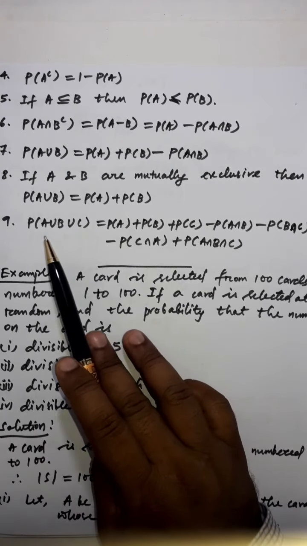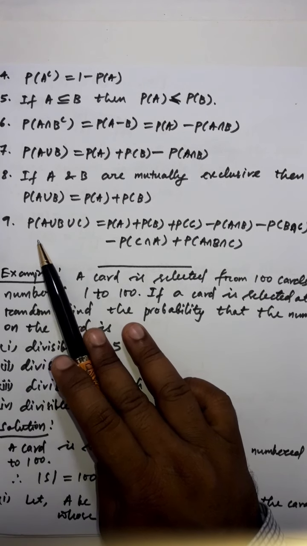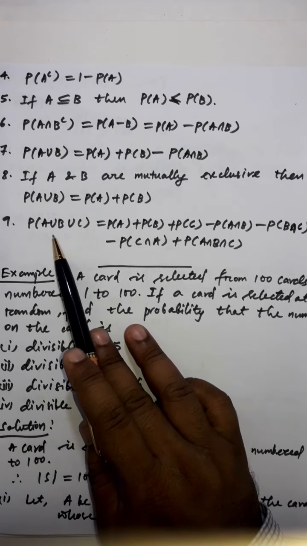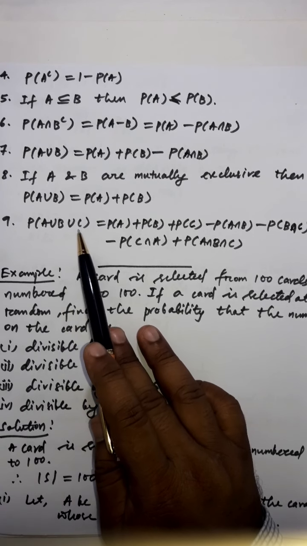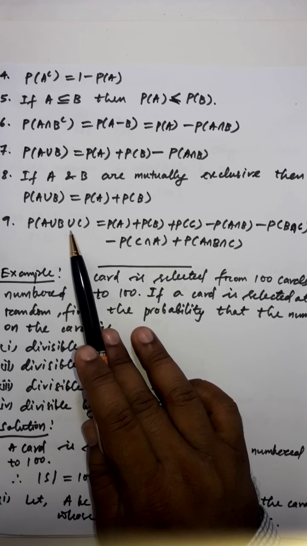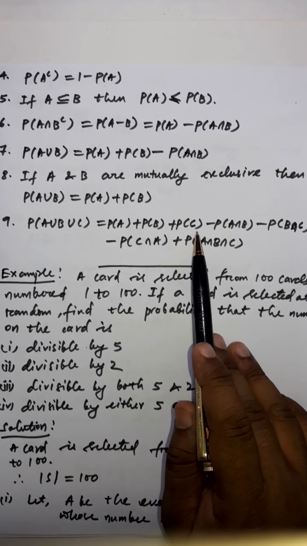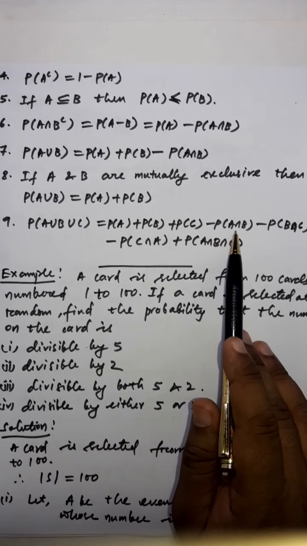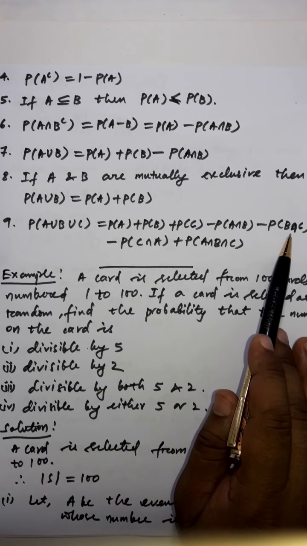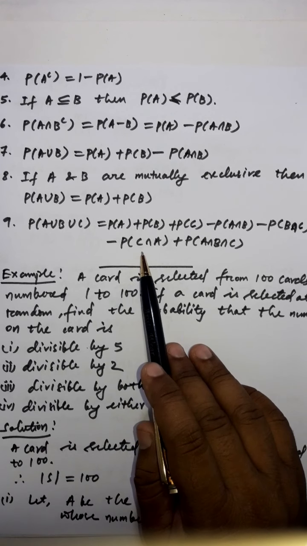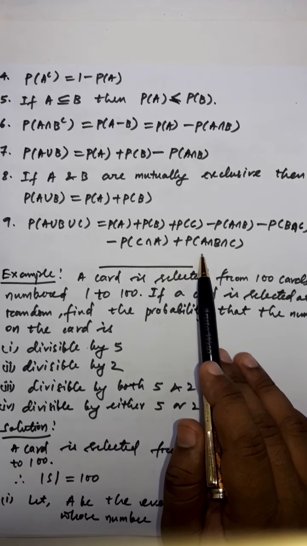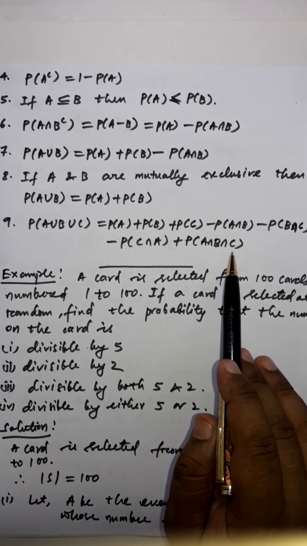Now our last property here is probability of A union B union C. If you are taking three events under the same sample space as A, B, C, then the probability of A union B union C will be equal to probability of A plus probability of B plus probability of C minus probability of A intersection B minus probability of B intersection C minus probability of C intersection A plus probability of A intersection B intersection C.